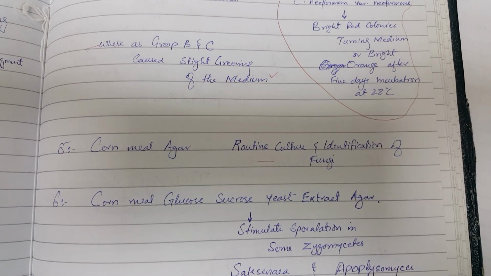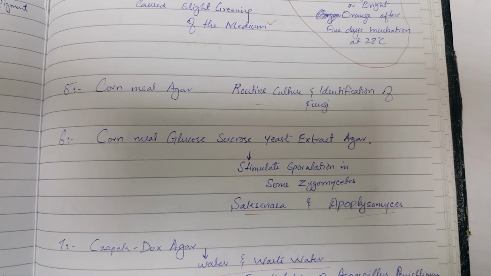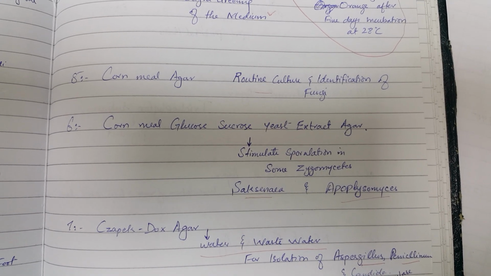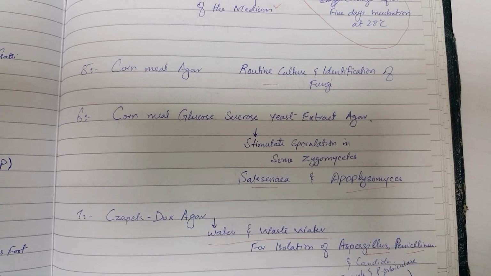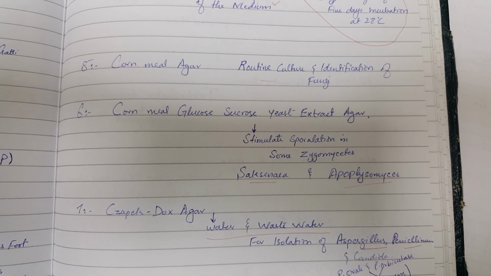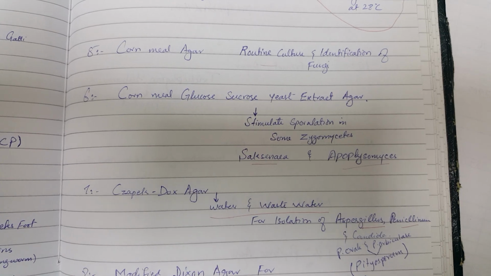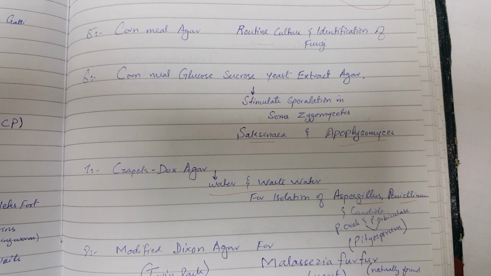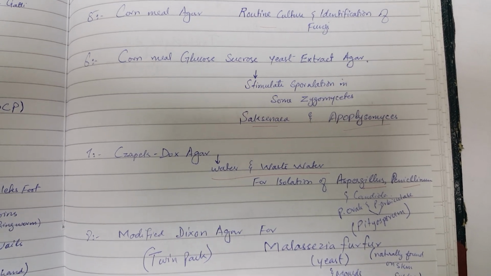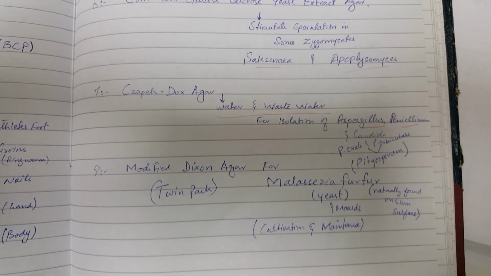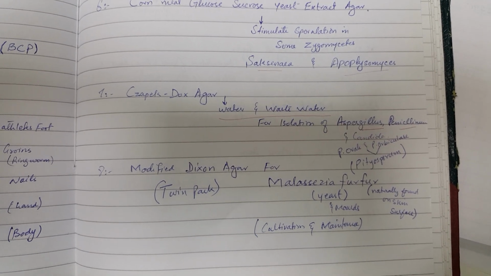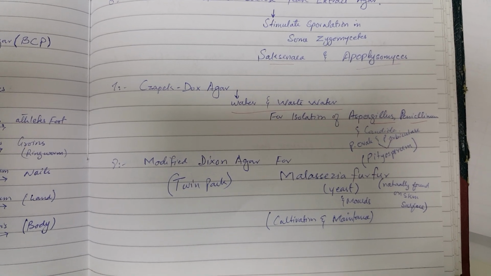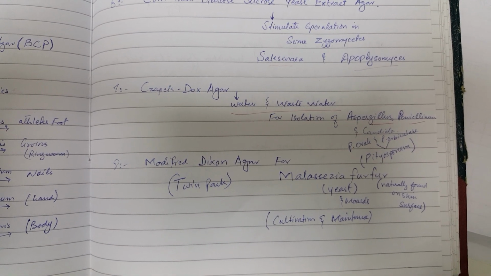Cornmeal agar is used for routine culture and identification of fungi. Cornmeal glucose sucrose yeast extract agar is used for stimulating sporulation in some zygomycetes like Saksenaea and Apophysomyces. Czapek-Dox agar is used for water and wastewater for isolation of Aspergillus, Penicillium and Candida. Modified Dixon agar is basically used for the normal flora of the skin, that is Malassezia furfur, a yeast, for cultivation and maintenance.